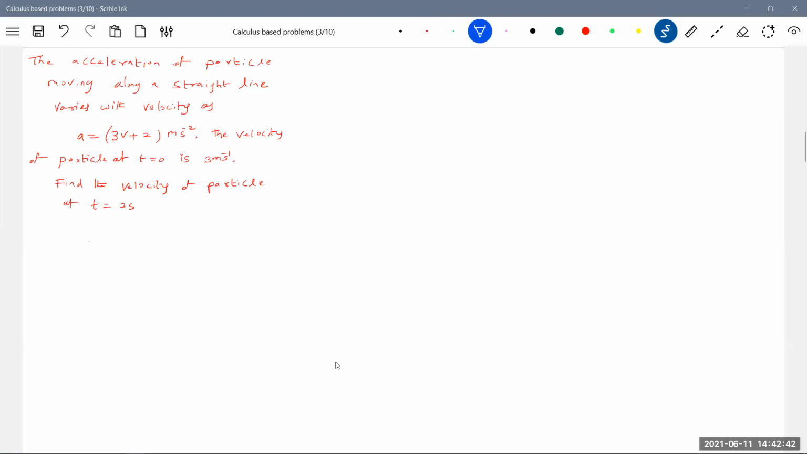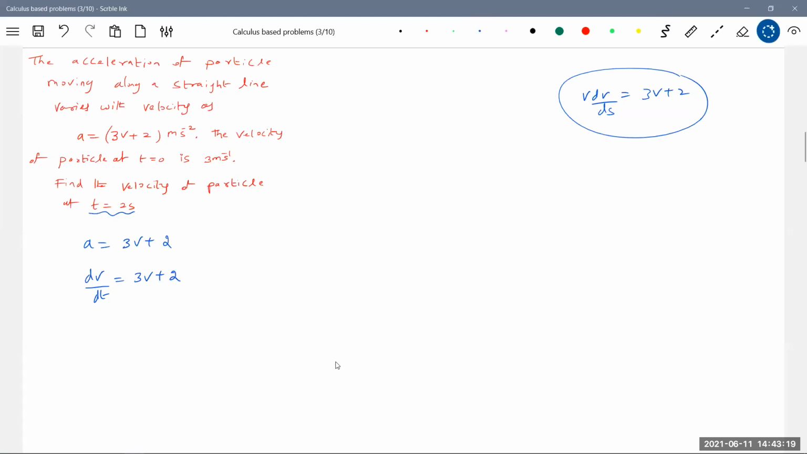Now, we know that a is given as 3v plus 2. Acceleration is dv by dt. Sir, I will write this as v dv by ds. Okay, you can write it, but you see then what you get here: velocity of a particle as a function of position. Now I want the information like time is given, so therefore I'm writing it this way. We will solve for this also, provided you are very good in integration, that's why I'm trying to avoid it. Later at the end of the problem, we'll see that.